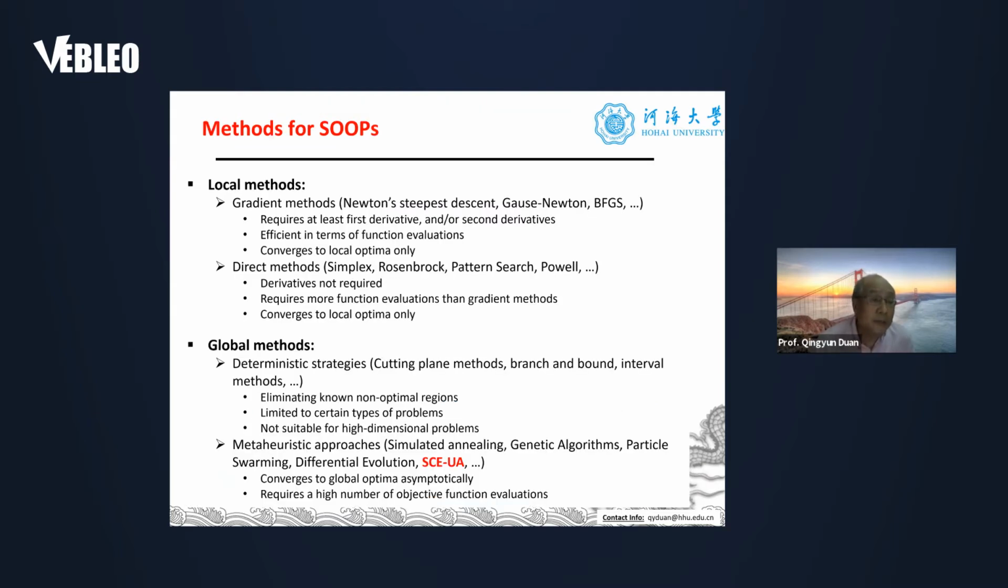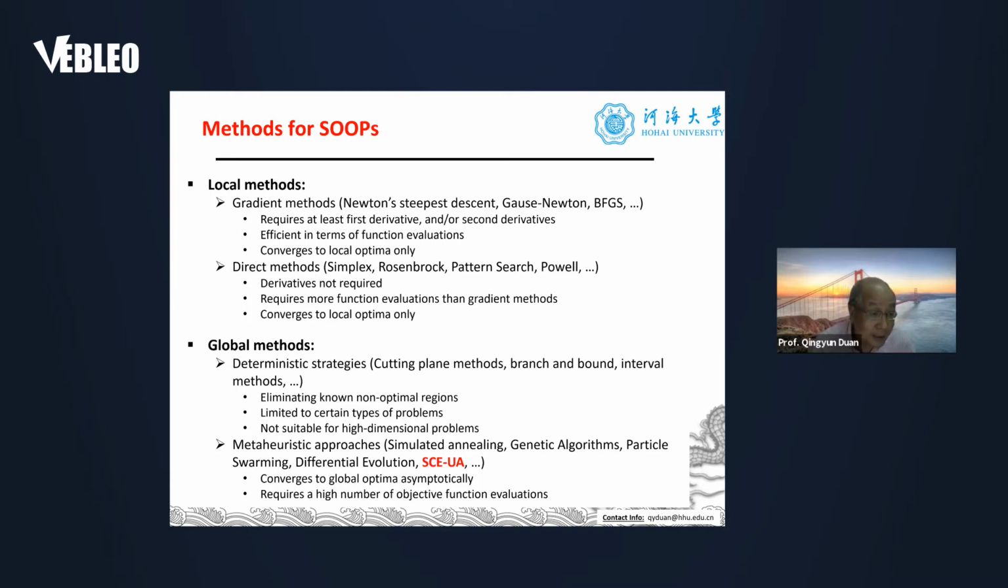There are many different ways of solving this problem. If you look at the traditional classical textbook on optimization, there is a big category of methods. We call them local methods. One category is the gradient methods, which require you to compute the derivatives, the first derivative, at least, sometimes second derivatives. This kind of approach can be very efficient, if it suits your problem.